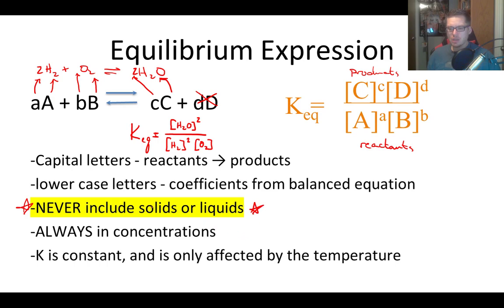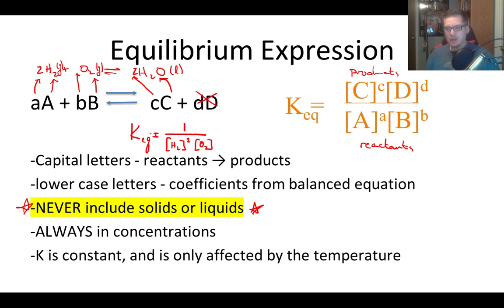Now the next rule, and this is a biggie that'll throw you off if you're not paying attention: you never include solids or liquids, so you always have to look at the states. Let's see if we can figure out what our states would be. H2 and O2 are both gases at room temperature, and water is a liquid. We don't include solids or liquids, so the H2O that we put in there before really shouldn't be there because it is a liquid. So we'll go back and erase it. But we can't just have nothing up top, so we put a 1. So our KEQ is actually equal to 1 over H2 squared times O2.